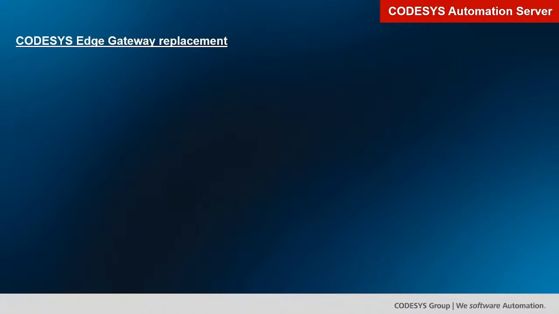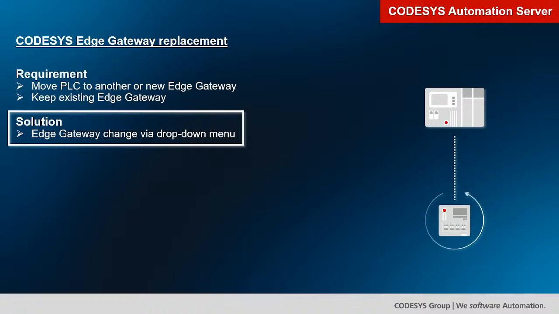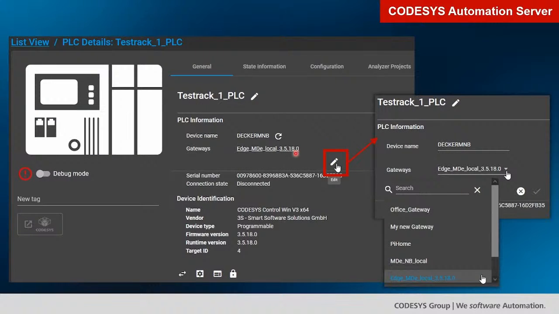A feature that was in parts already available was the possibility to replace a CODESYS Edge gateway. Another requirement was that it should also be possible to keep existing Edge gateways. That's possible now. It still can be done using the drop-down menu in the web app. That means you can now even more easily transfer a PLC from one location to another location whilst keeping both gateways available and functional. In the web app, you can simply use this edit button here. A new dialog pops open, select a new gateway in the drop-down menu, and that's all you have to do.